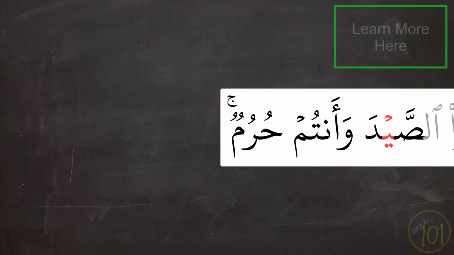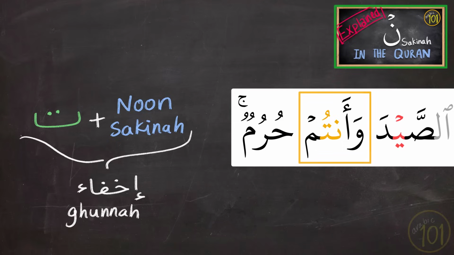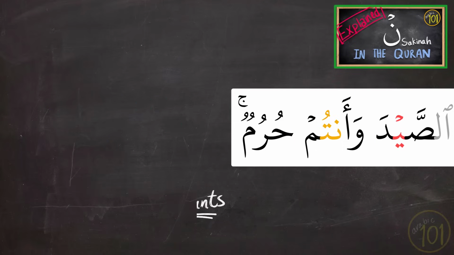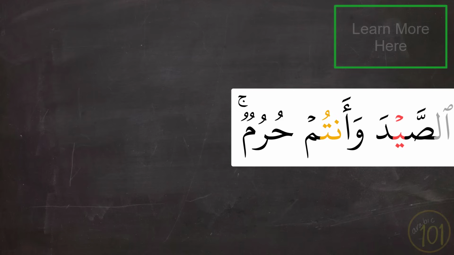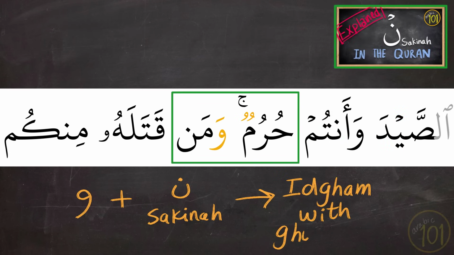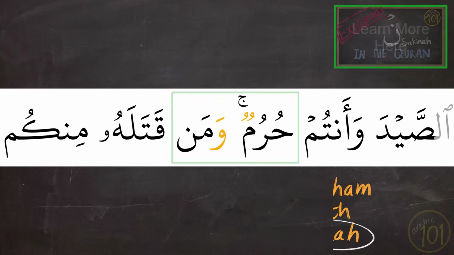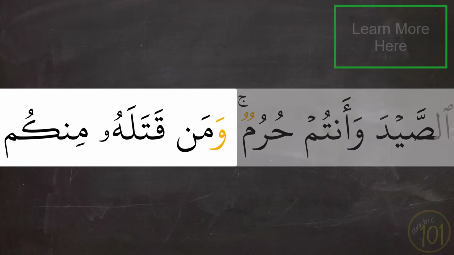Next is the word أنتم and it contains إخفاء with غنة. And in this case, because it is followed by ta, then it has غنة of 2 harakat. And the last word, حرم, if you stop at it, then there is nothing special going on. However, if you keep on reading, you will have to merge or apply idgham with غنة, since you will merge the tanween or the nun sakina in this case with the waw that follows it, and you would say وَأَنْتُمْ حُرُمٌ وَمَنْ قَتَلَهُ. Now, moving on to the next part.